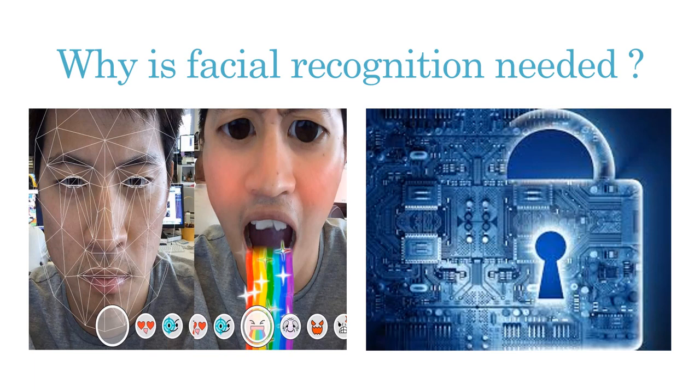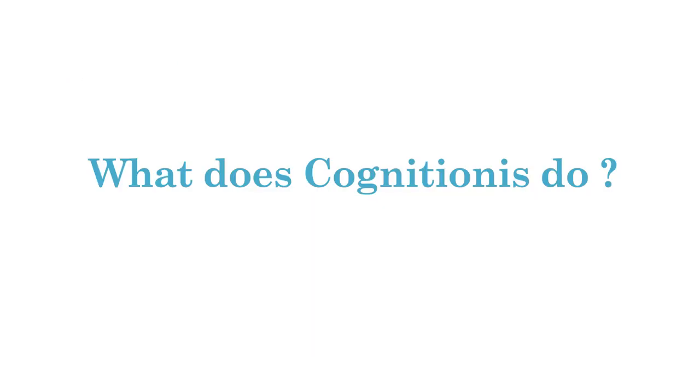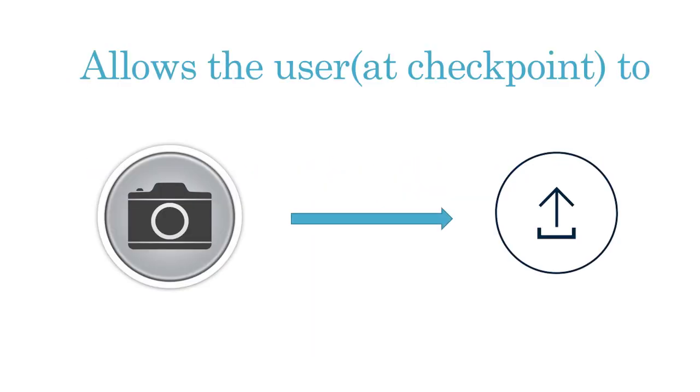We are providing an authorization system through face recognition. So what does COGNITIONIS do? It allows the user at the checkpoint to capture the image of the person passing by through the app and upload the image to the database. The database we are using is Firebase.